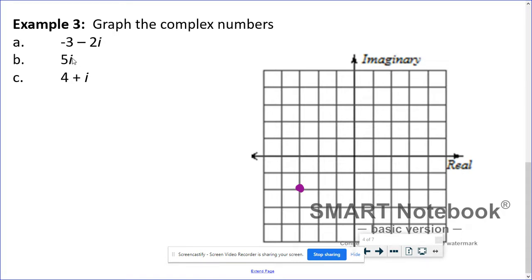For 5i, you don't go left to right at all because there is no real part. And since it's 5i, you go up 1, 2, 3, 4, 5. So you can label them, right? 5i is there. -3 minus 2i is there. 4 plus i would go right 1, 2, 3, 4, and then up 1.